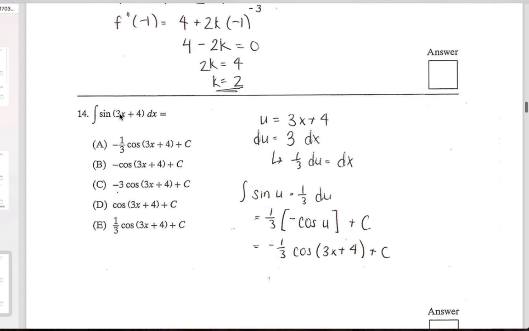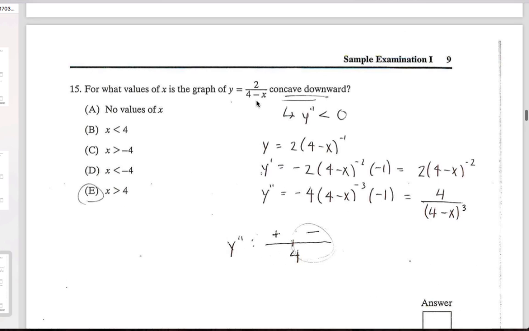In number 14, this is a simple u-sub, a very simple u-sub. I have the sine of something, so I need to unchain there. u equals 3x plus 4, du equals 3 dx. So I just want to isolate that dx. I get 1/3 du. So I have the integral of sine u times 1/3 du, and then I just complete that problem.